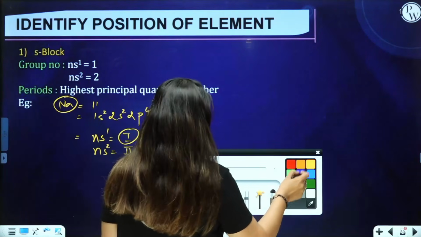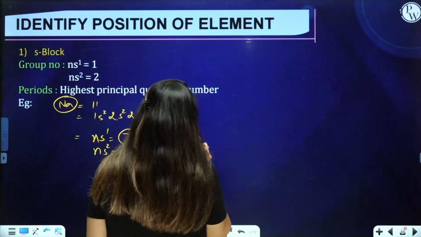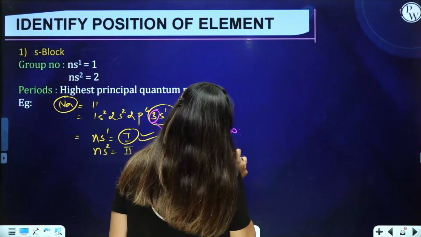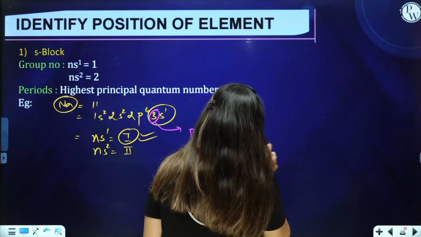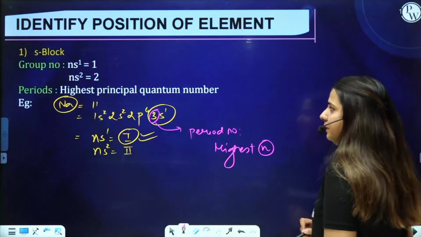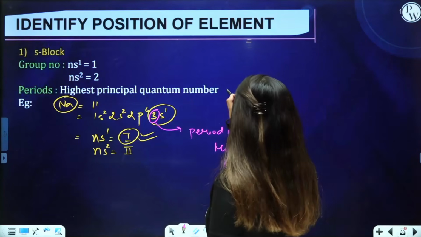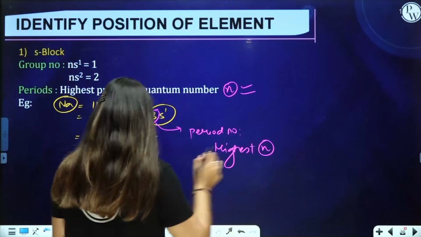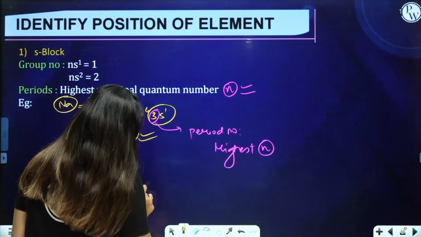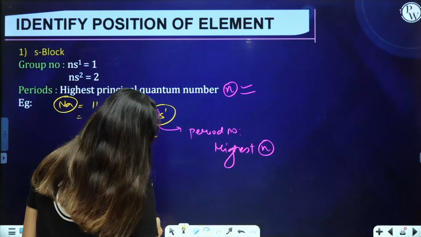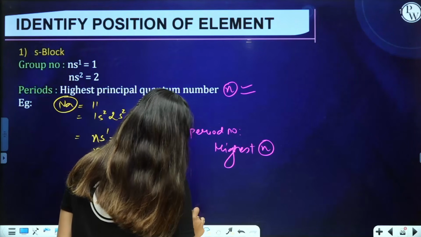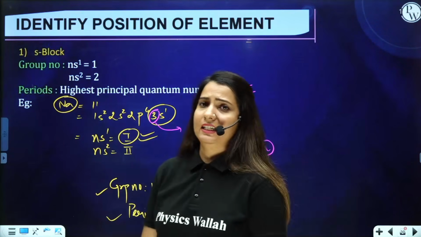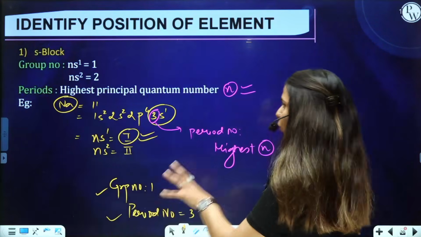And the period number will be decided by the highest principal quantum number. The period number will be decided by the highest n. Whichever is the highest number decides your period number. So you can simply write over here that the group number is 1, whereas the period number is 3. That's it. For an s block element, whatever the atomic number, if the last electron is entering the s subshell, you can use this rule.